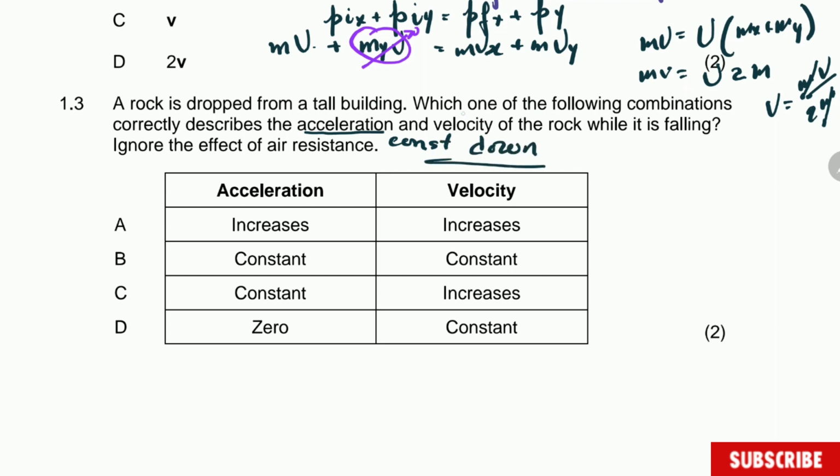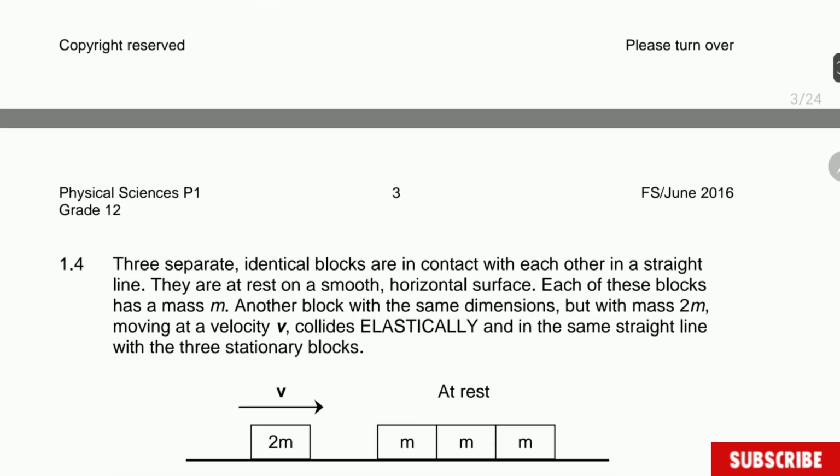Acceleration is constant down, and the velocity is going to increase because the object is moving down. So this is what we have to look for there. Acceleration is constant, so the options are B and C, but we're looking for the one where the velocity increases, so the answer is C. Very, very simple. Let's go to question 1.4.